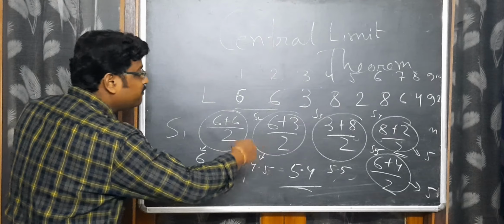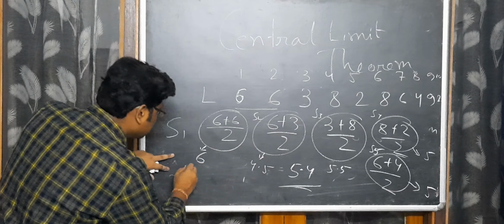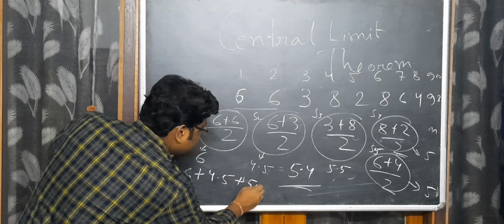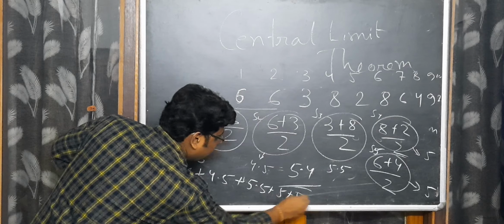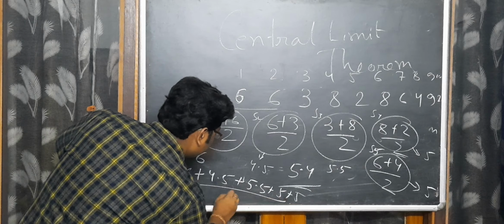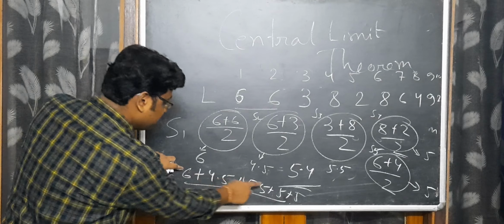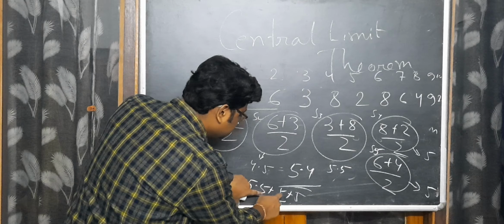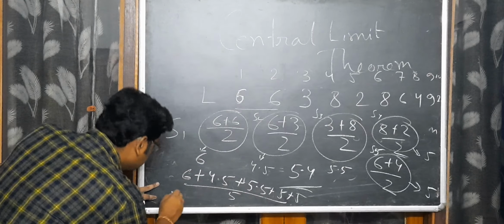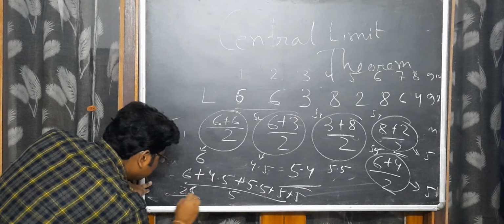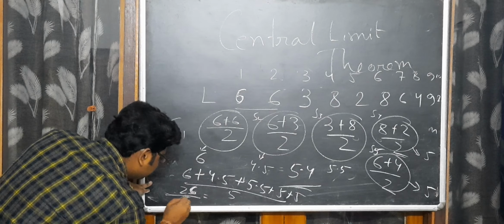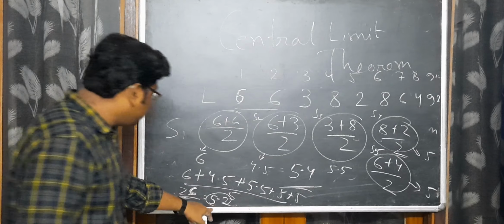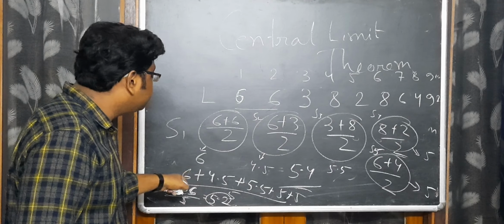So now you take the mean of the sample means: 6 plus 4.5 plus 5.5 plus 5 plus 5 divided by 5. The sum is 26, so 26 by 5 equals 5.2. So 5.2 is the mean of the sample means.